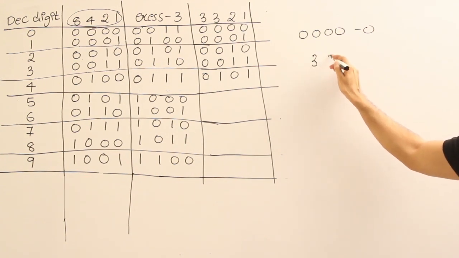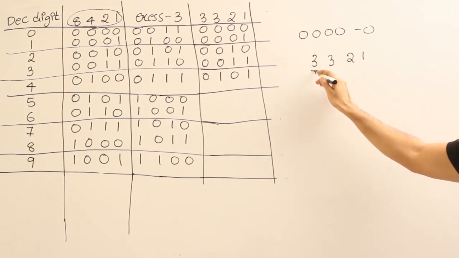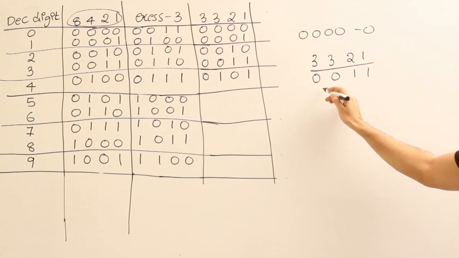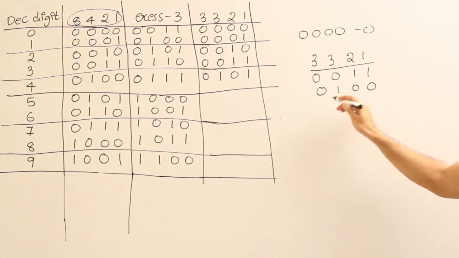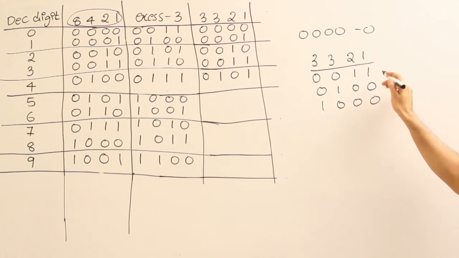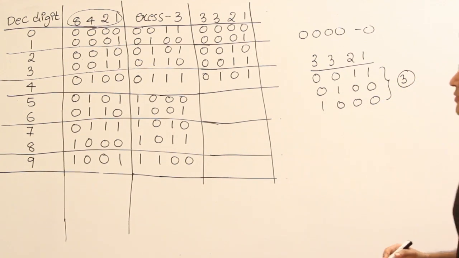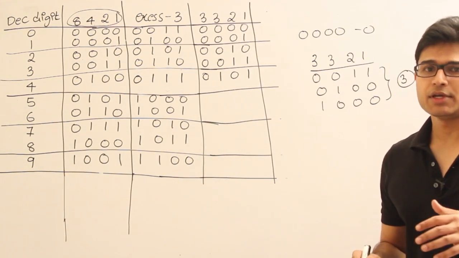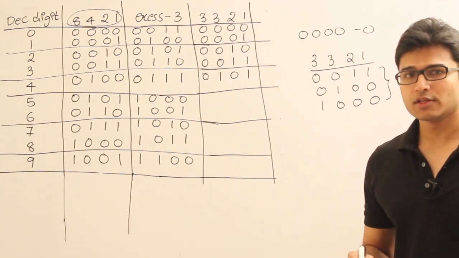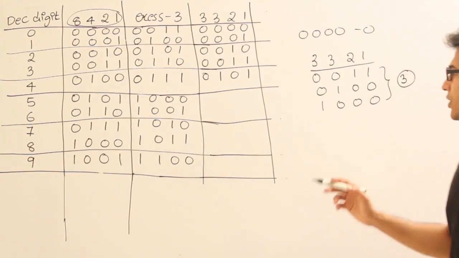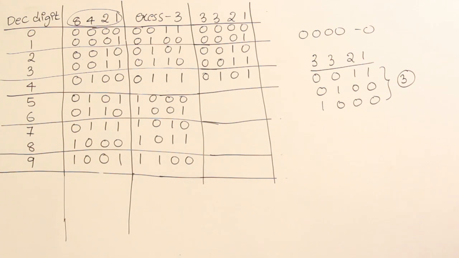So if the weights are 3 3 2 1, and I have to represent 3, what are the combinations I have? 0 0 1 1, 0 1 0 0, 1 0 0 0. You can represent 3 using these three combinations, but which one do you want to assign to 3? We are not going to assign many combinations to one number. We'll end up with a many-to-one mapping, and then decoding is a problem, and moreover the number of combinations available will not be sufficient to represent all the numbers. Therefore we are not going to use all three. You have to choose only one among them.